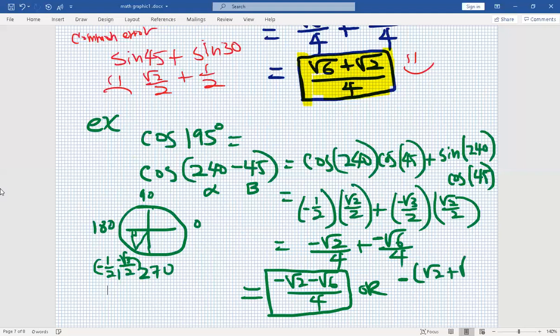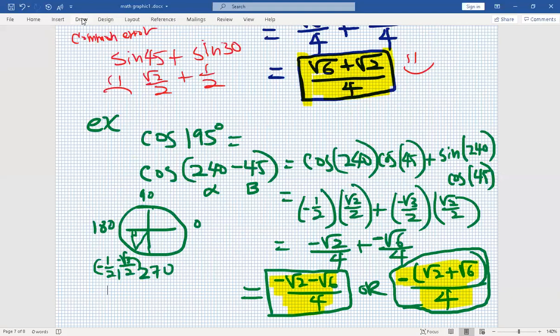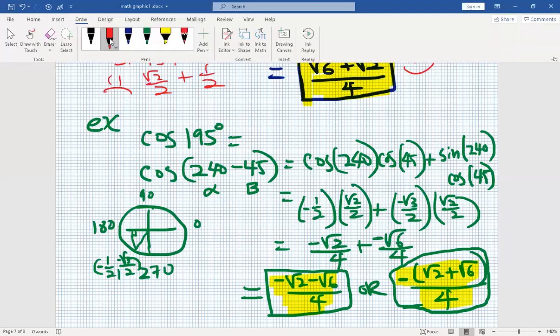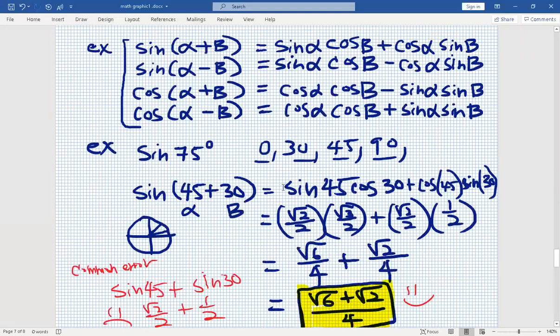Now I like to put the parentheses just to make sure that it shows that we distributed our answer. So they're both correct. And you might see your book showing both of them at times. So this is a correct answer and this is a correct answer. I'm going to put a happy face because they're both good. So the most important thing is these four formulas.